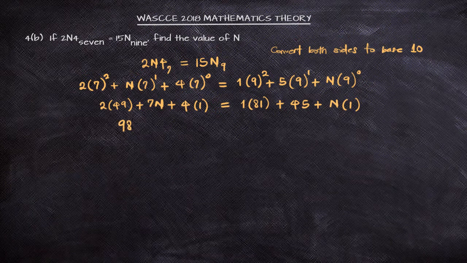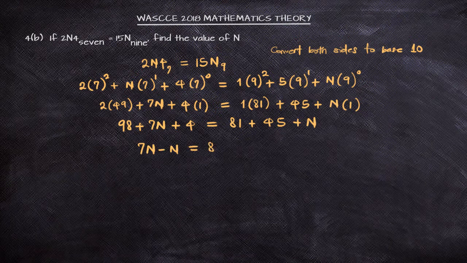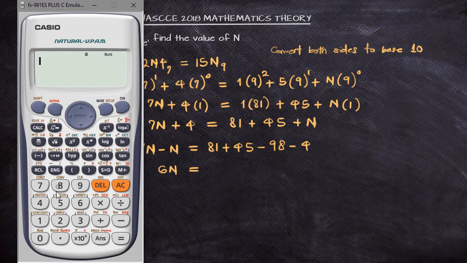So if you are to open our bracket up and do that on both sides, eventually what we are going to have is that we can collect the n to one side so that we have 7n minus n is equal to 81 plus 45, then minus 98 and minus 4 when they move to the right hand side. So we have 6n is the sum of all this. Let me use my calculator here. 81 plus 45 minus 98 minus 4. That's 24.